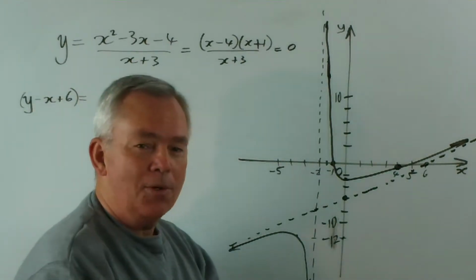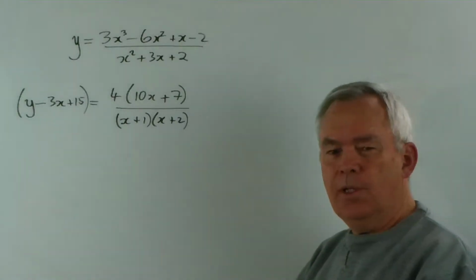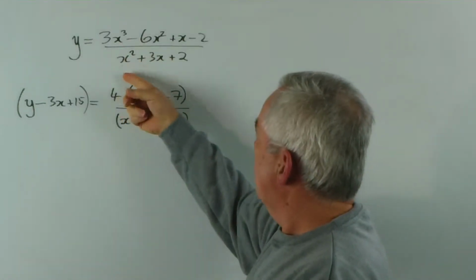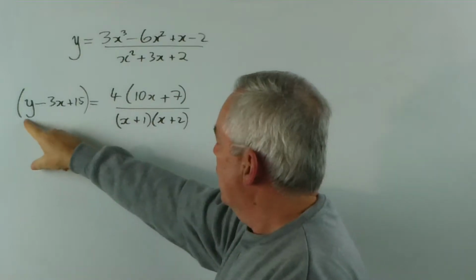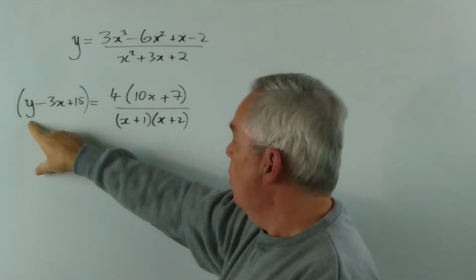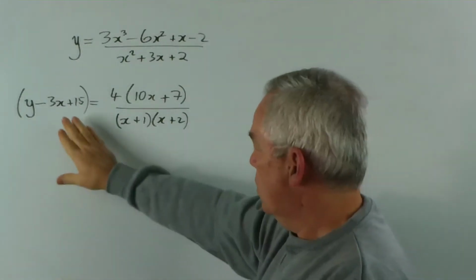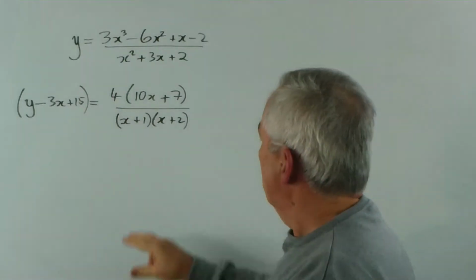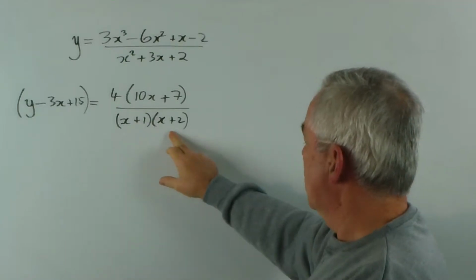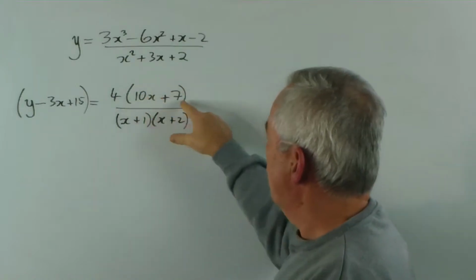So let's look at number 3. Well, this one is rather more difficult. You can see we have a cubic divided by a quadratic, and when we've performed our division we get this expression. So we can see that one asymptote is going to be where y equals 3x minus 15, which is a straight line, and that's an oblique asymptote. We're going to have two asymptotes here at x equals minus 1 and minus 2, and this expression here is going to cause us some difficulty.